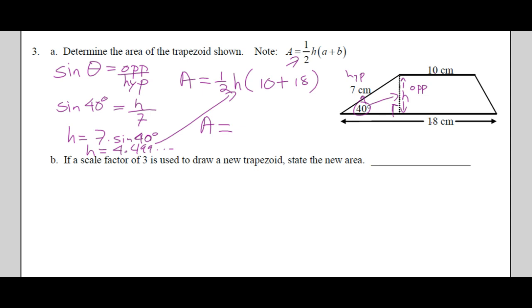So 0.5, or bracket 1 divided by 2, times second function answer, times bracket 10 plus 18 bracket. Make sure that's in brackets, because you have to get 28, or just multiply it by 28. You might recognize that 10 plus 18 is 28. So 0.5 times second function answer times 28, and then round that. Give me 1 decimal.